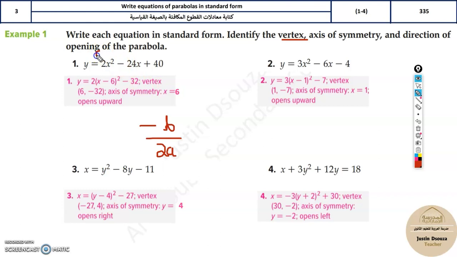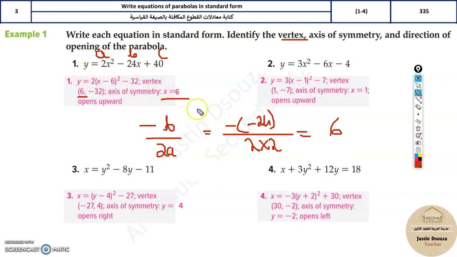Now, this is a, b, c. Now b is the coefficient before x, a is the coefficient before x square. Over here we have b to be minus 24. The minus sign is in the formula itself. Then again, minus of minus 24 divided by 2 times a, 2 multiplied by 2, that is 4. 24 by 4 is 6. It'll be positive 6. So that is the answer. So this is the x value of the vertex of the parabola. But now this is also the axis of symmetry. That is the same thing. These two values always remain the same.